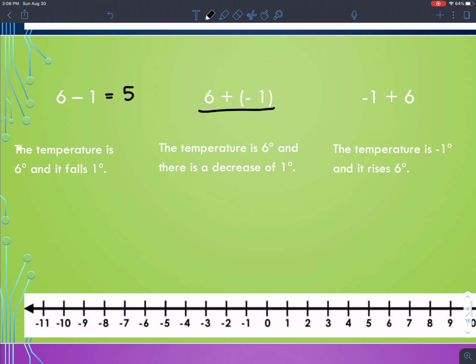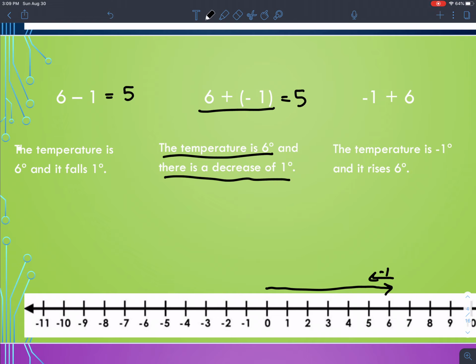On the number line, we start at 0, go up 6, and go down 1. Again, ending us up at positive 5. This situation is phrased a little bit differently. The temperature is 6 degrees, and then there's a decrease of 1 degree, but that's not much of a change. Again, ending up at positive 5.